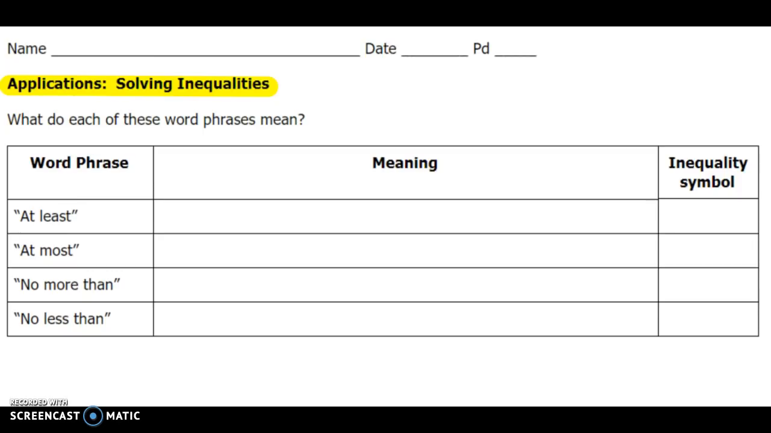but that can kind of be confusing. So you see a little chart in your notes, and we're going to talk about what some of these mean, because I'm sure you've used them or heard them or have some experience with them, but we're going to talk about what inequality symbol we should use when we come across them. So the first example of an inequality phrase that we see often is at least.